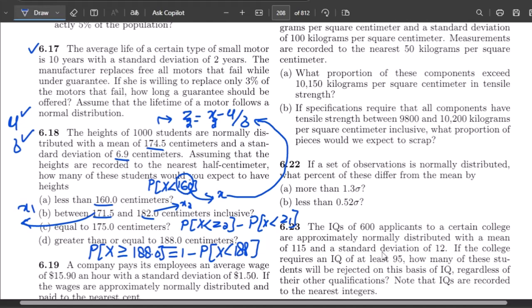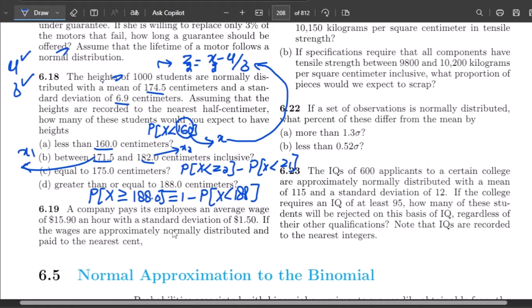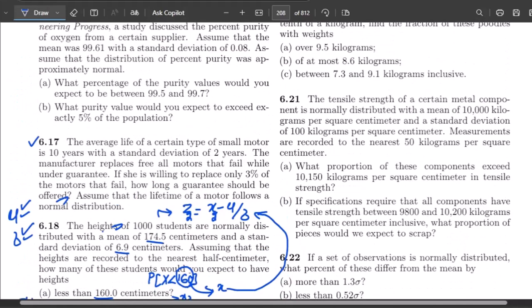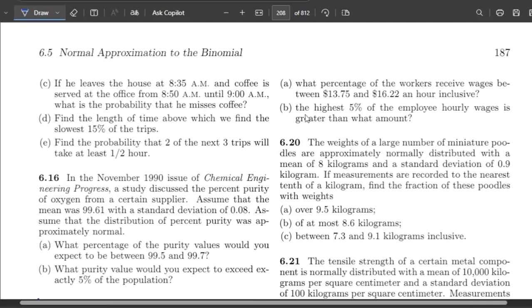In question 6.19, what is the statement? A company pays its employees an average wage of a given amount with a given standard deviation. Again, we have the mean and standard deviation. If the paid wages are approximately normally distributed and paid to the nearest cent, what are the options here? Part A is what percentage of the workers receive wages between two given values, which is just like part B of our question 6.18.